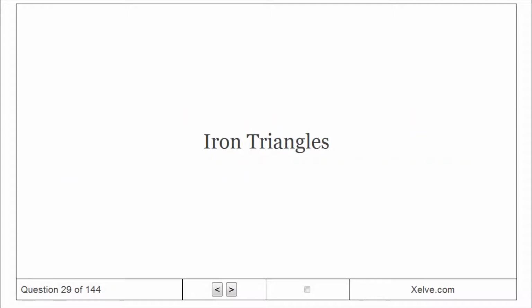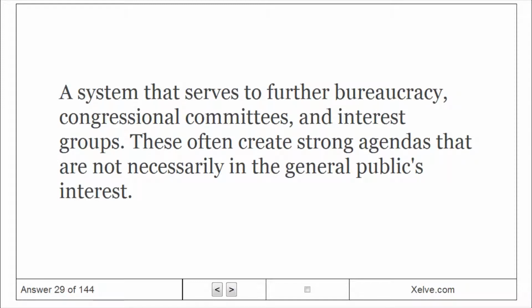Iron triangles. A system that serves to further bureaucracy, congressional committees, and interest groups. These often create strong agendas that are not necessarily in the general public's interest.